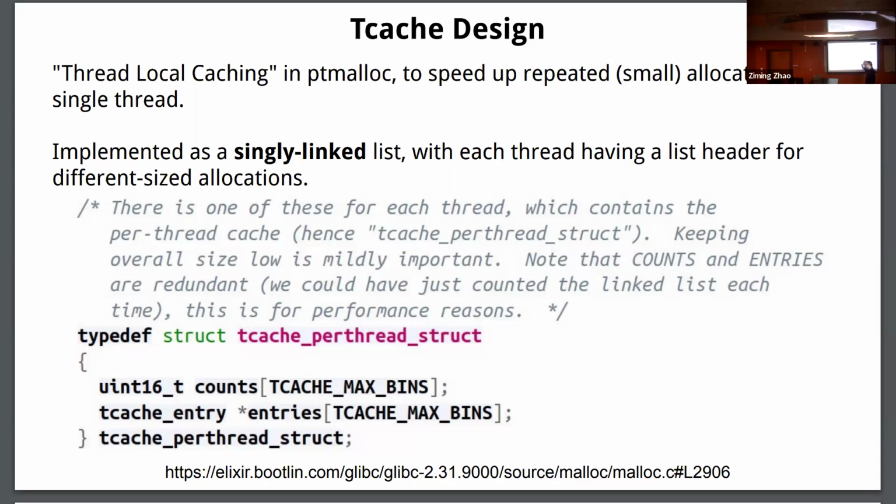This is the type of that global variable, to define that. It defines how many bins there are. Usually, I think the current implementation has 64 or 63 bins, with sizes from 16 bytes to 512 or 1024 bytes. Then it has the pointers to those. So this is the global variable for each thread.